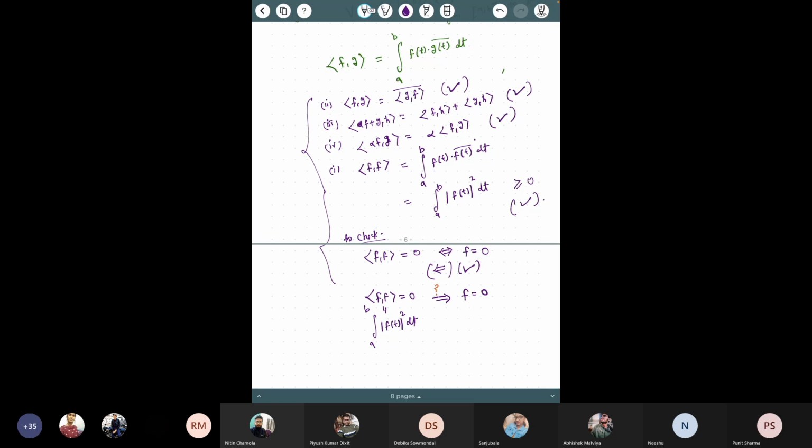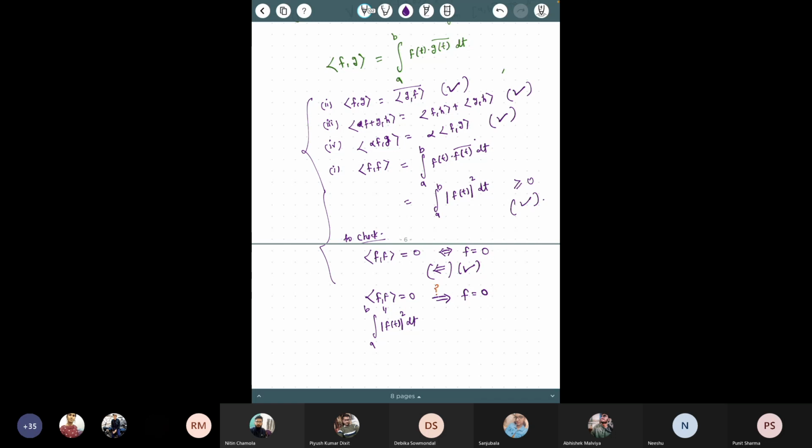Sir, x, minus 1 to 1. Sir, f(x) equals x, on the interval minus 1 to 1. Yes. So this is one example. So x, the function itself is not 0, but this is 0.